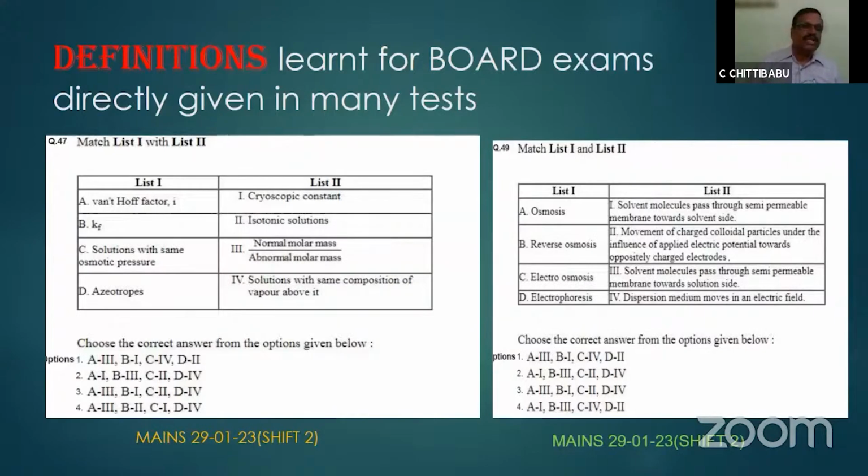Sorry for using this privilege, as many of our students are from Telugu, I have used a few words. Now look at the Van 't Hoff factor. We will give the definition: the ratio between the normal molar mass and the abnormal molar mass. Now Kf is called the molar depression constant or cryoscopic constant. You know pretty well what isotonic, hypertonic and hypotonic solutions are, which you read in the board textbook itself. That was directly given in Mains 29th, shift 2. This question was given as it is, which are simply definitions.